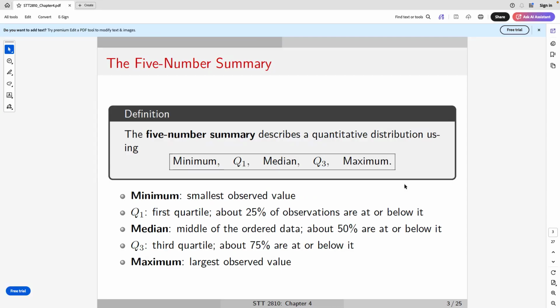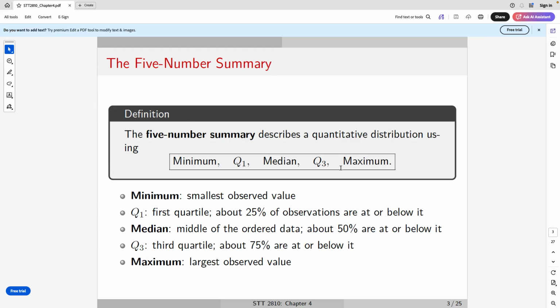So what is the 5-number summary? This is the 5-number summary. It is very important that you know the 5-number summary in the right order. So the order here matters. You are going to have problems where they are going to ask you to find a 5-number summary, and they are going to order them.